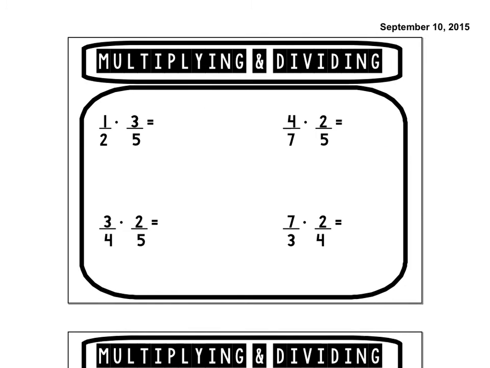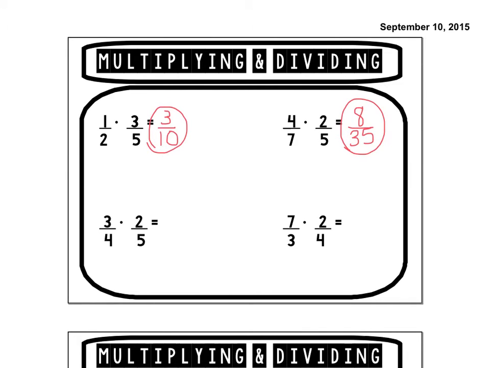So on the first one, I'm going to do top times top, which is 3, bottom times bottom, which is 10. And this problem does not reduce, so we are done. On the second problem, we have top times top, which is 8, over bottom times bottom, which is 35. And again, this one does not reduce either, so we are done.